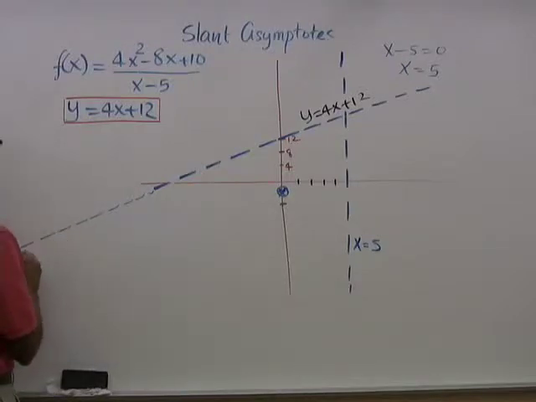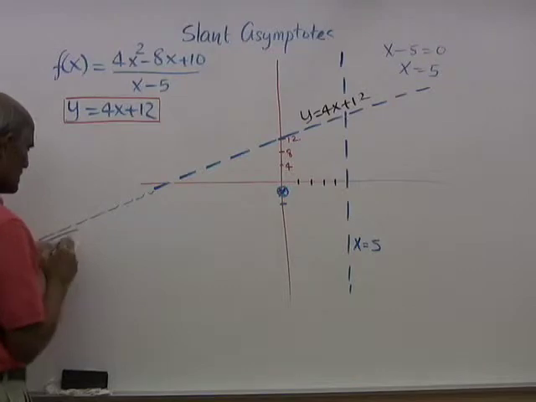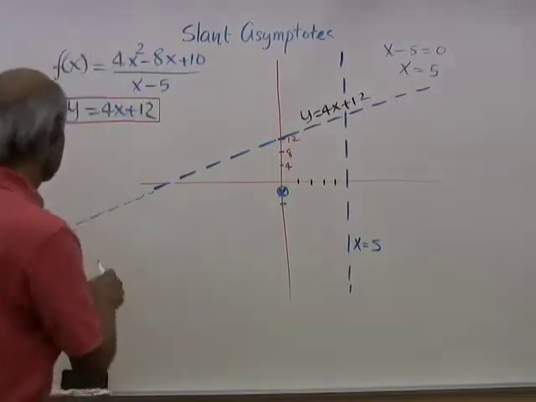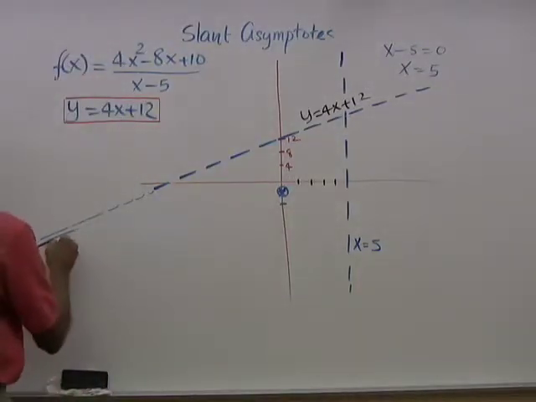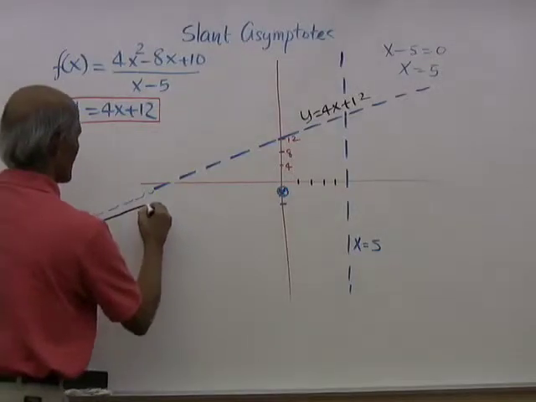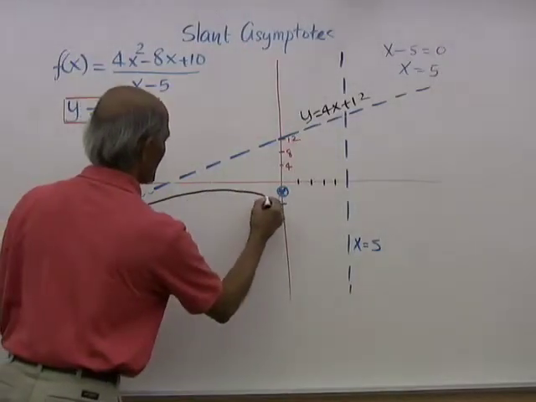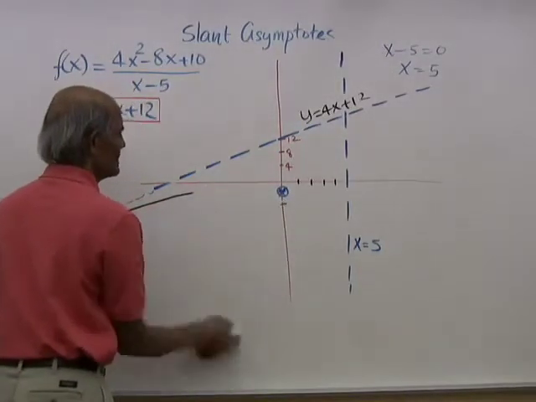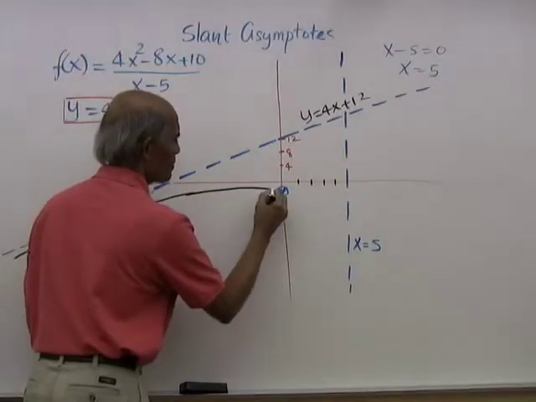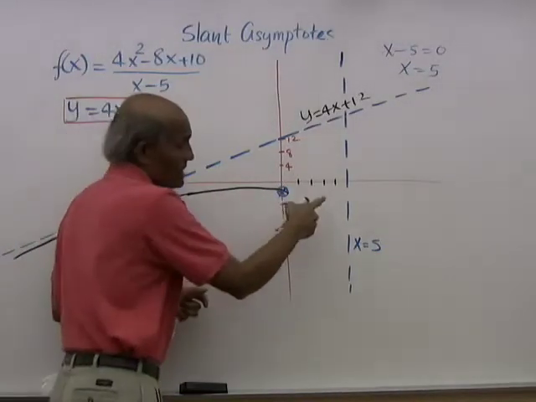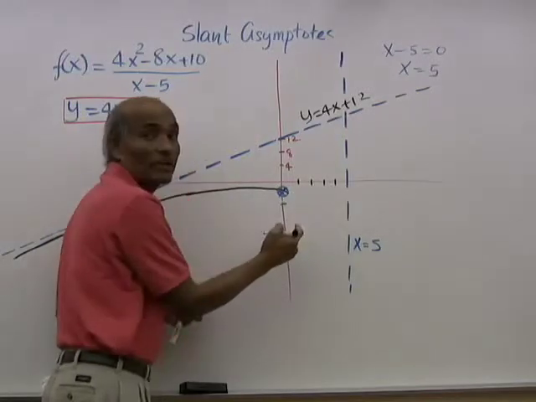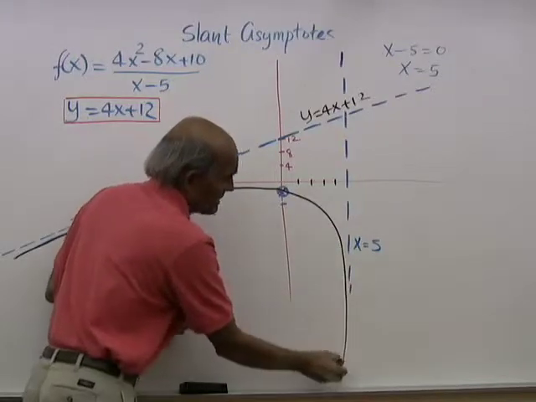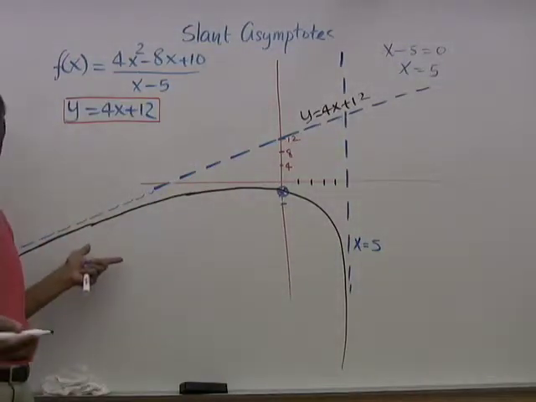So look at the way it's going to come. It will be close to the slant asymptote, right? So let me use this. It will be close to the slant asymptote, and it will come, it cannot cross the x-axis, but it will cross the y-axis here. So let's go there. It will cross the y-axis, and what will it do? As x gets closer and closer to x equal to 5, it will go to negative infinity. Look at that. It's very easy for us to visualize that.